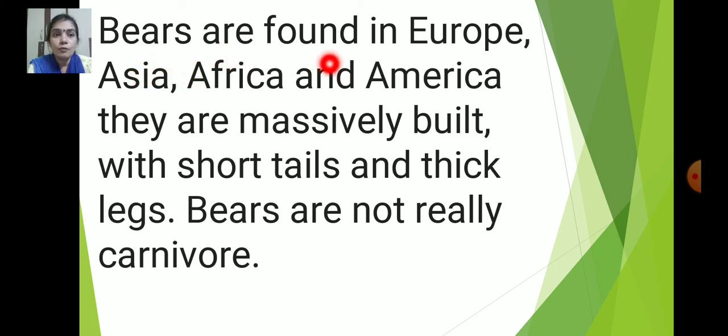Bears are found in Europe, Asia, Africa and America. They are massively built with short tails and thick legs. Bears are not really carnivores. So what do you understand? Bears are found in these places. They are massively built. We don't know the meaning of massively, so do not worry. With short tails and thick legs. Matlab, it means how they are looking. So massively built means how they are looking. So what do they have? They have short tails and thick legs.